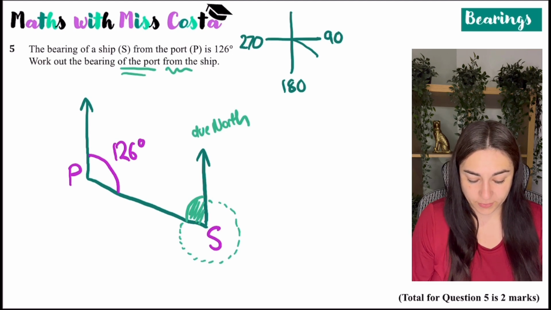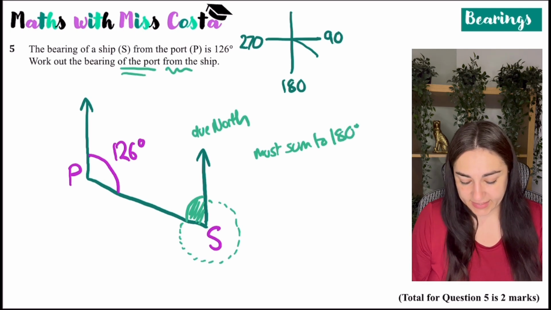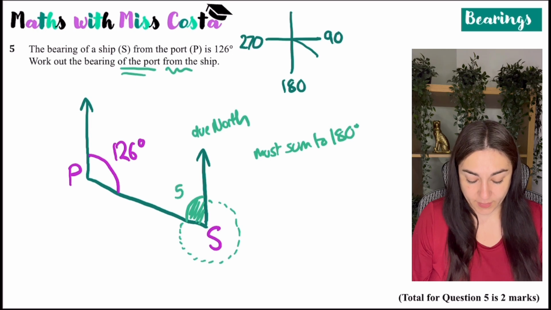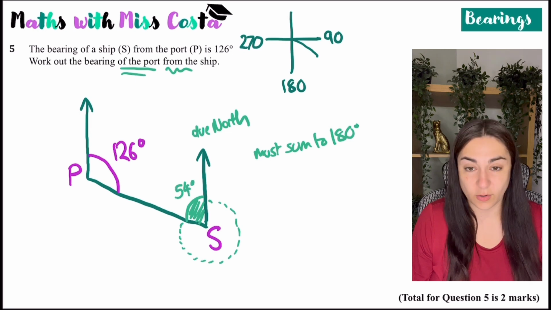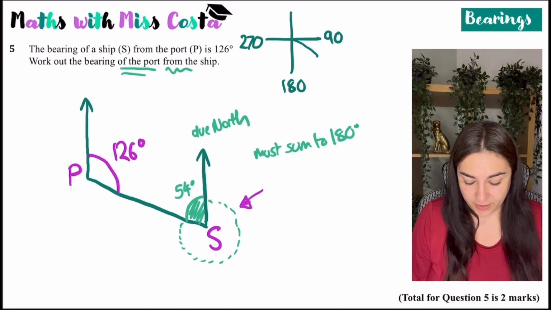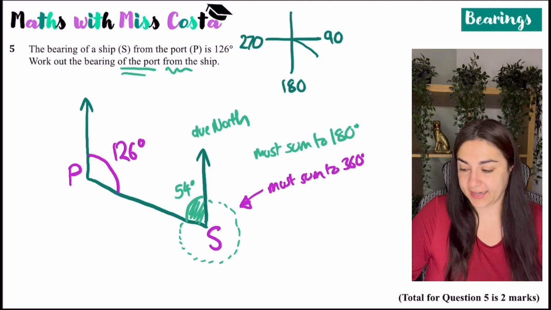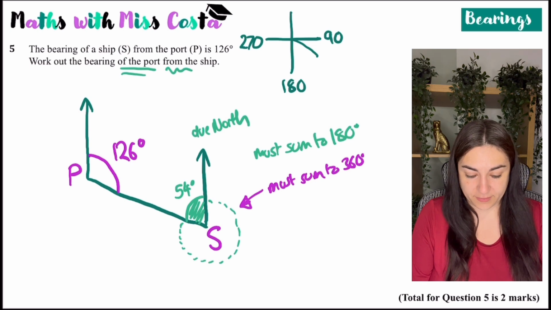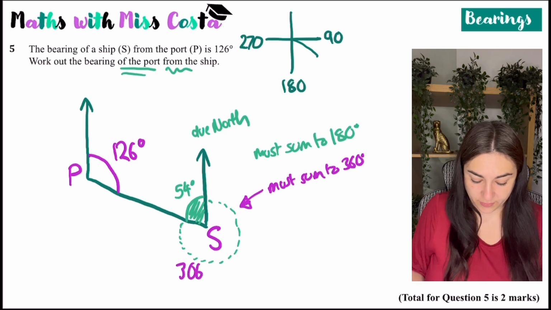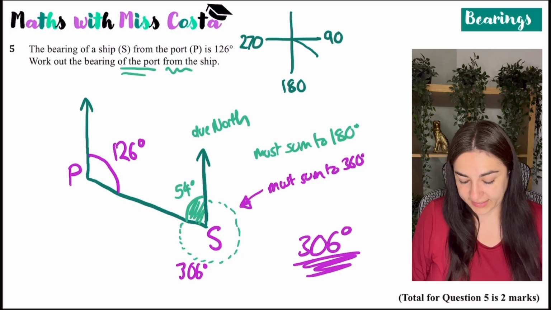So therefore this angle and 126 must sum to 180, because co-interior angles sum to 180. So 180 take away 126 is going to give me 54 degrees. Obviously use a calculator if you need to. And then I know that angles on a point must sum to 360. So I just do 360 take away 54, and that leaves me with 306. So the bearing of the port from the ship is 306 degrees.